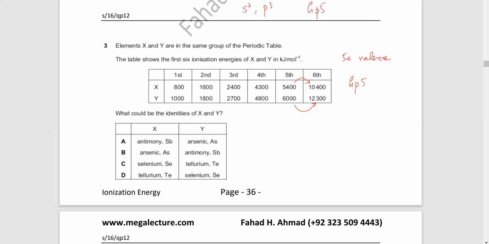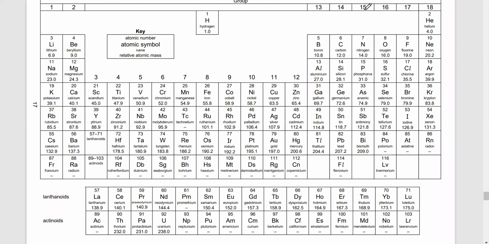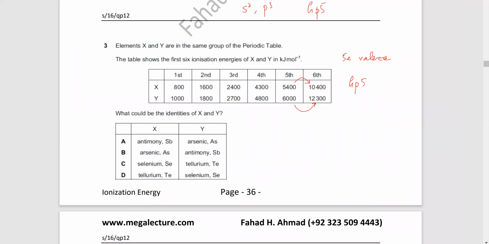So let's open the periodic table and find where group 5 is. So this is group 15. So it's antimony and As. They are given As and Sb. Okay, so As is given and Sb is given. Okay, that's group 5. So tellurium and Se are eliminated. It's either As or Sb, so the answer is going to be arsenic or antimony. How do you figure out which one is As and which one is Sb?